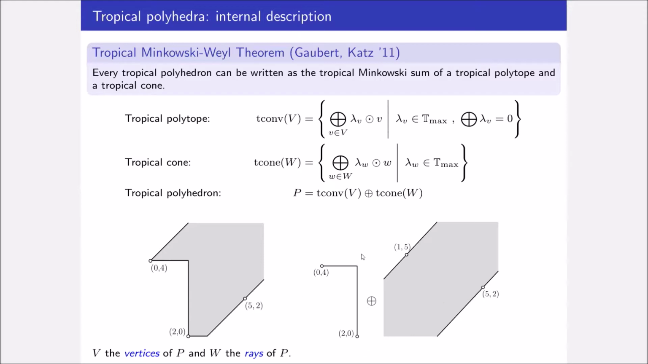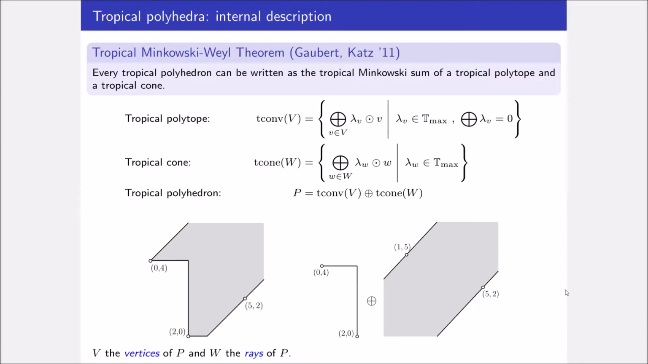The generators for the polytope: there is a unique minimal generating set of generators for this polytope. And so these are the vertices of my polyhedron. And there is a unique minimal generating set of ray generators for this cone up to addition of scalars. And so these will be the rays of my polyhedron. So this gives an internal description for my tropical polyhedron. And then there's a third way we can sort of view these.